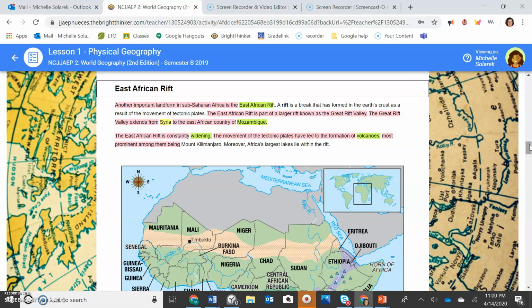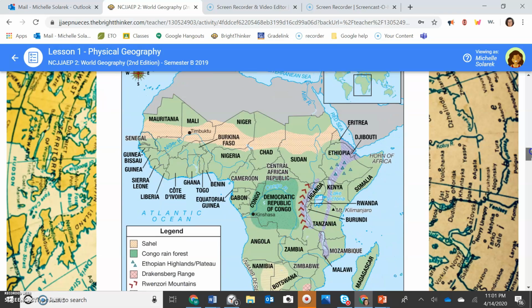What is it doing? It's widening. The movement of the tectonic plates have led to the formation of volcanoes. So the moving of the plates leads to volcanoes.